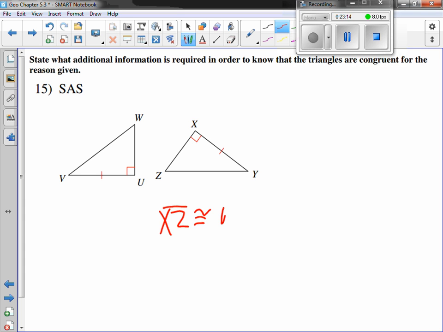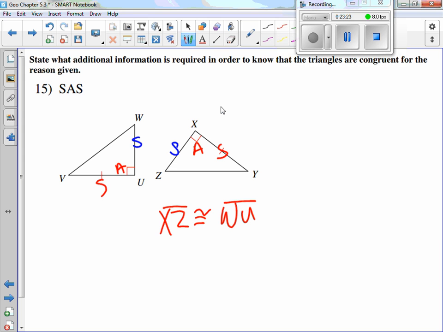Is congruent to WU. Yes. Because we have a set of sides, we have a set of angles. We just need another set of sides. And our set of sides would be XZ or ZX is congruent to WU or UW, however we want to set the two letters. Any questions on this here?